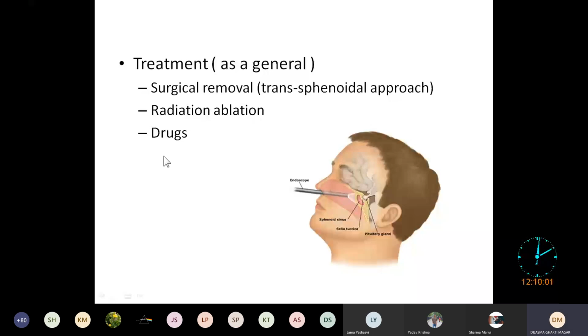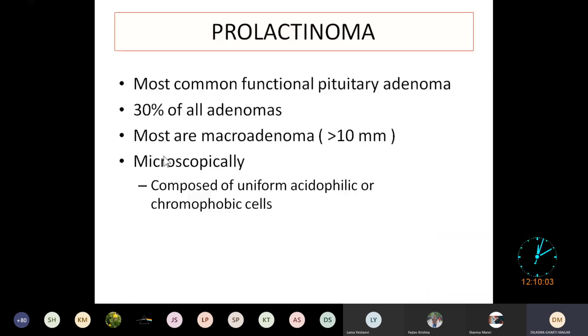So now we'll come to the prolactinoma. Prolactinoma is the most common functional pituitary adenoma, and it comprises 30% of all adenomas of the pituitary gland, not the whole body, but the pituitary gland. So this is the most common benign tumor.